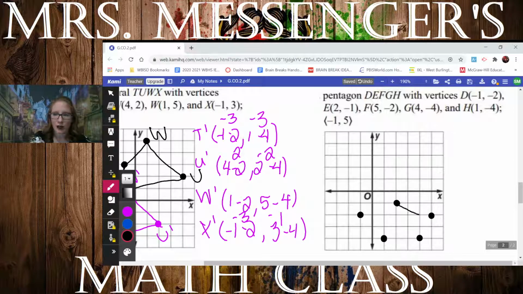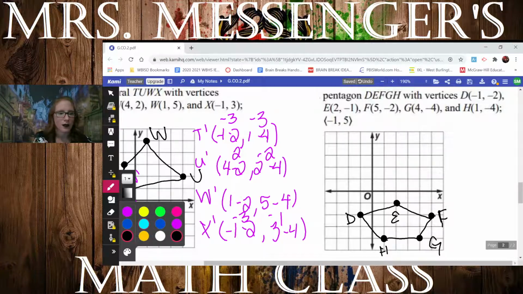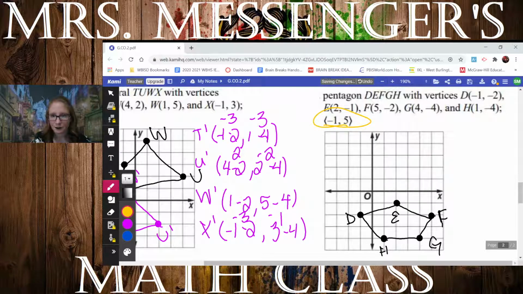So here is my pentagon. Penta means 5, so that's why I have 5 spots. So this is D, this is E, this is F, this is G, and this is H. And we are going to translate this picture left 1 and up 5.